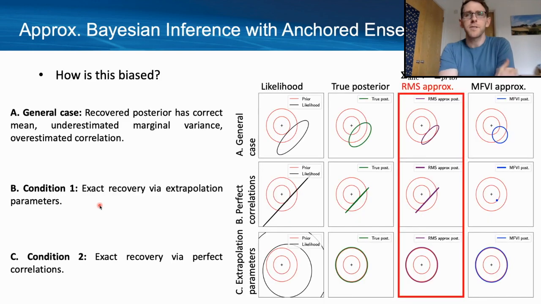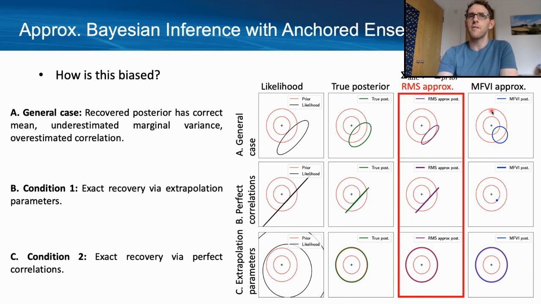And again, unfortunately, I don't have time to go through the full details, but I think this figure demonstrates the key conclusions that we found. The first column here is showing a Gaussian prior with the Gaussian likelihood. The second column is saying, what does the true posterior look like in this case? The third column is saying, what is the posterior that we recover using this practical approximation with our anchored ensembling approach? And then the fourth column is saying, what does mean field variational inference with a diagonal Gaussian return?